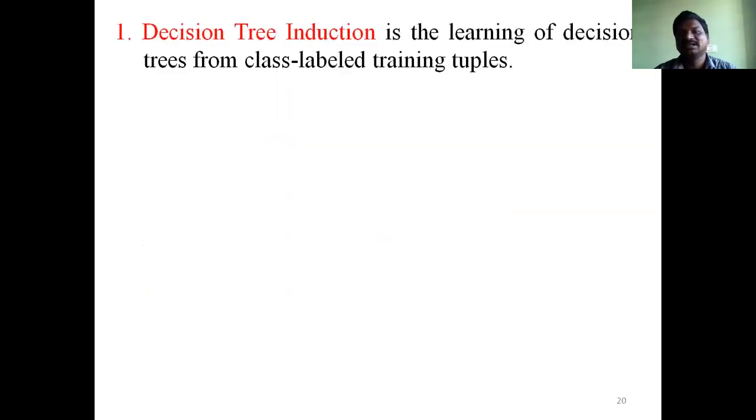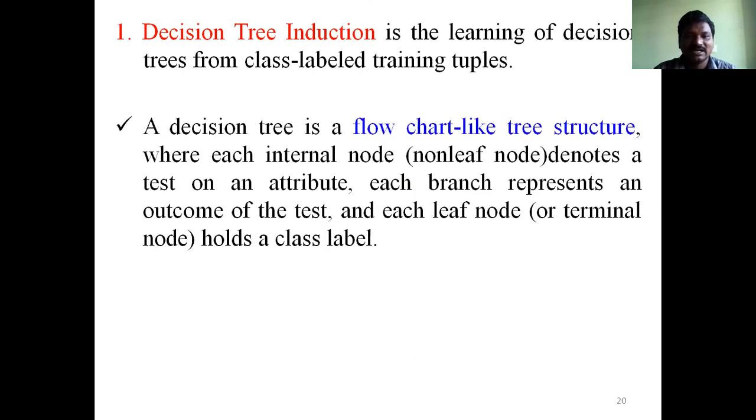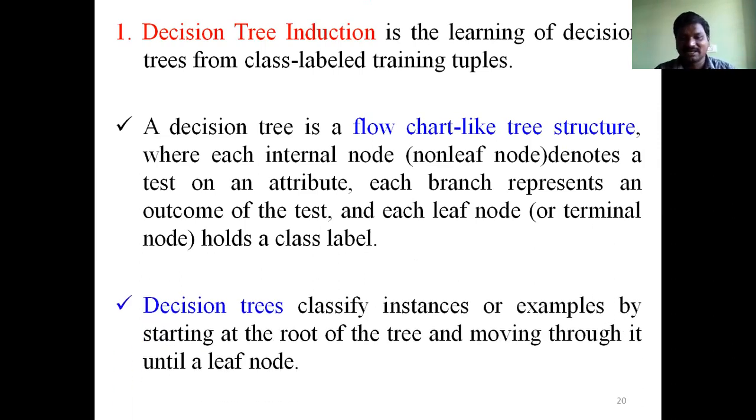What is decision tree induction? Decision tree induction is the learning of a decision tree from class-labeled training tuples. From the training tuples, it is a learning process. A decision tree classifies instances, for example, starting at the root of the tree. The main important thing here is predicting the root.